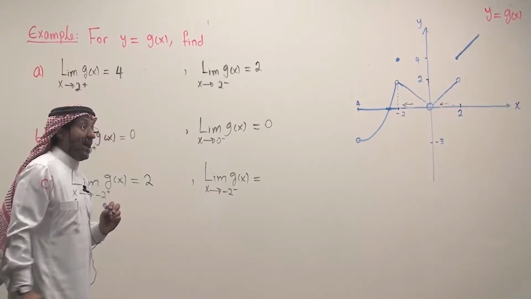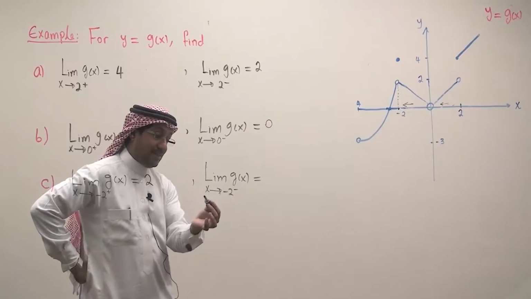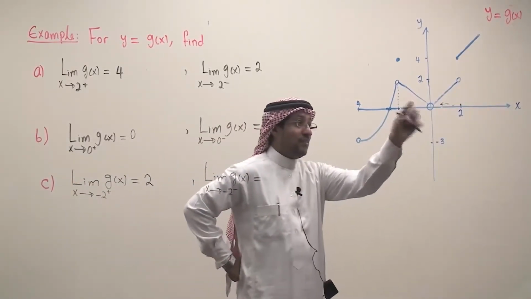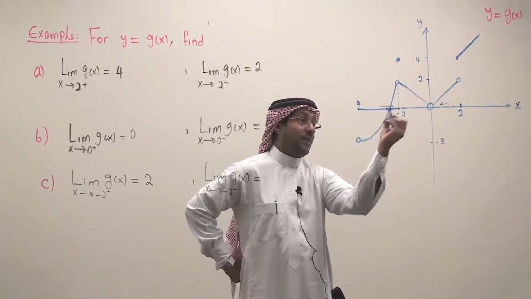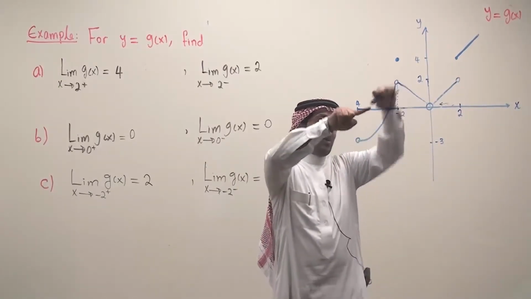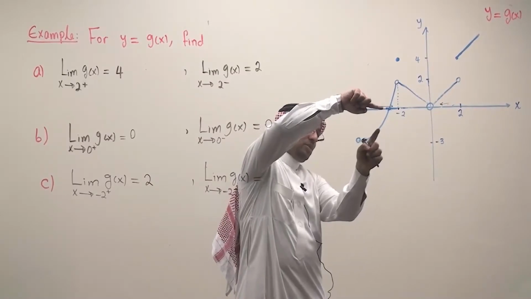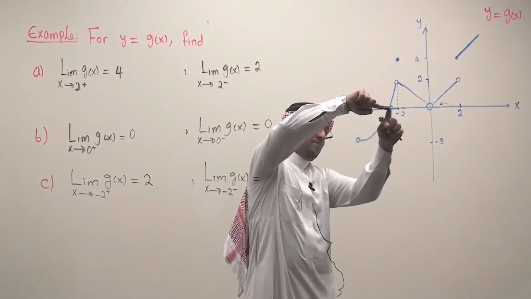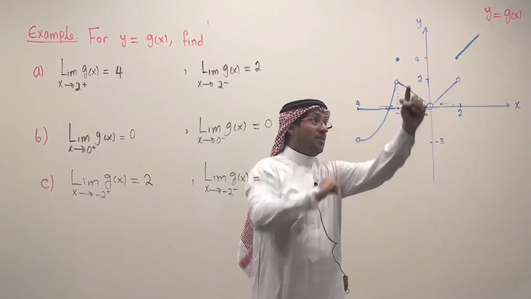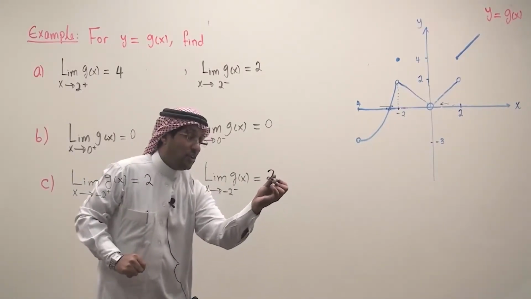Very good. And when I approach negative 2, you see this question, the limit of g of x as x approaches -2 from the left. -2 from the left will be this way, right? So when I approach -2 from the left, look here, this is x and this is y. If I just keep going this way, it's getting to what? It's getting to exactly 2. So the value here is 2.